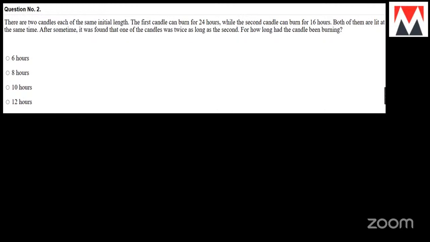There are two candles, each of the same initial length. The first candle can burn for 24 hours, while the second candle can burn for 16 hours. Both of them are lit at the same time. After some time, it is found that one of the candles was twice as long as the second. Find how long the candles have been burning. Please try this question.